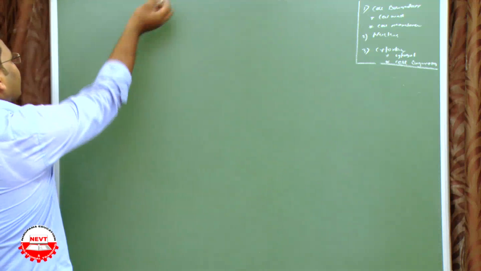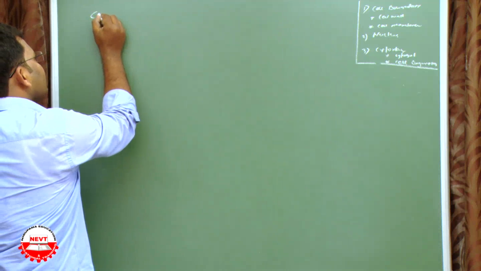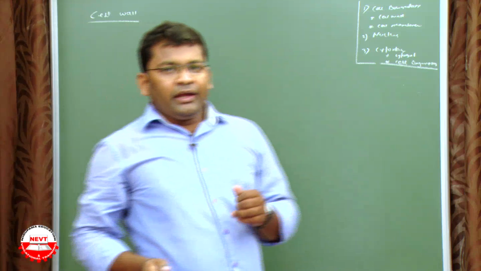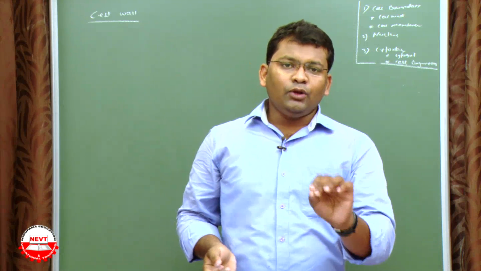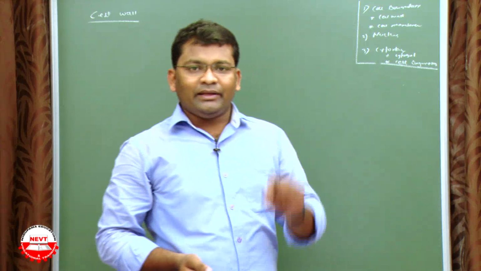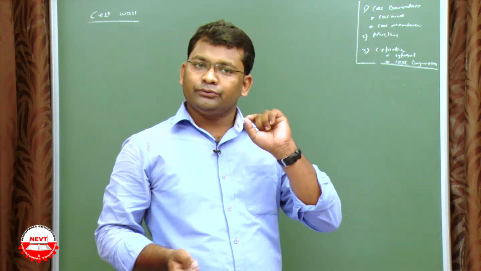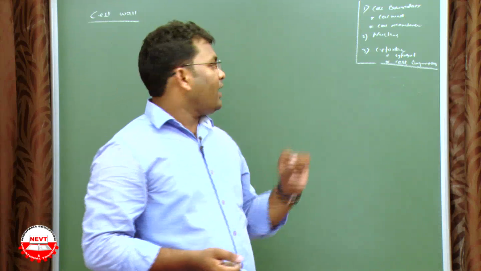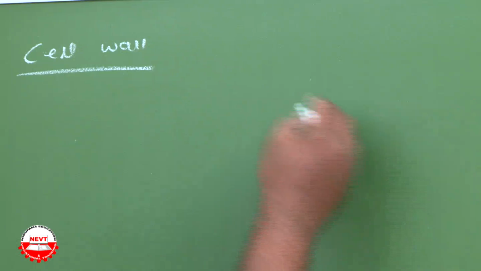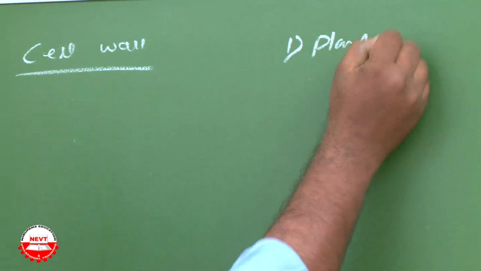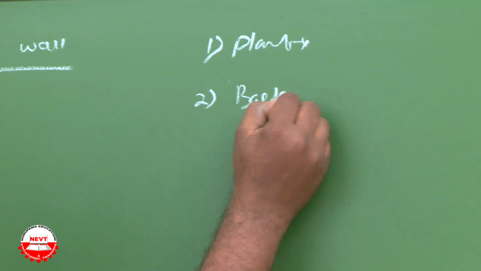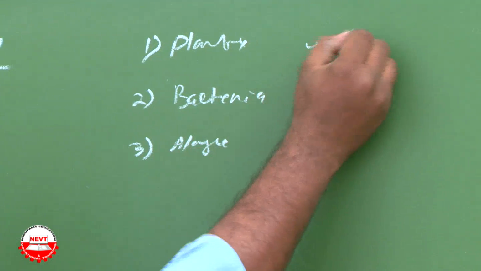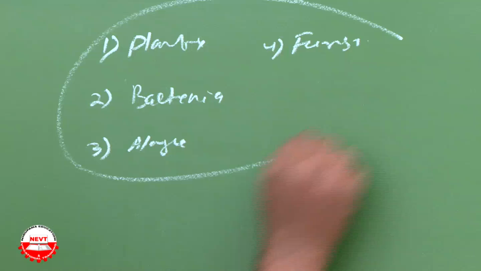First we will discuss cell boundaries, and that is the cell wall. Remember, the cell wall is exclusively present in plants and a few lower organisms like algae and bacteria. The cell wall is present first in plants, bacteria, algae and fungi. This is the source of cell wall.